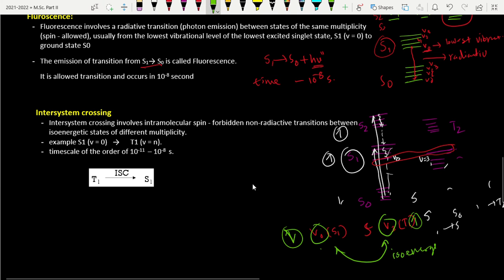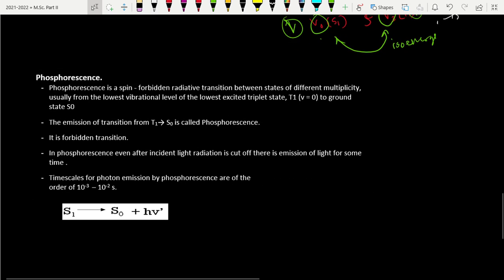And the last step is known as phosphorescence. Phosphorescence is a spin forbidden radiative transition. It means while the transition takes place, energy is emitted. That particular energy is known as phosphorescence. It occurs when the electron from the lowest triplet excited state comes down to the ground state with the emission of energy. This is known as phosphorescence.